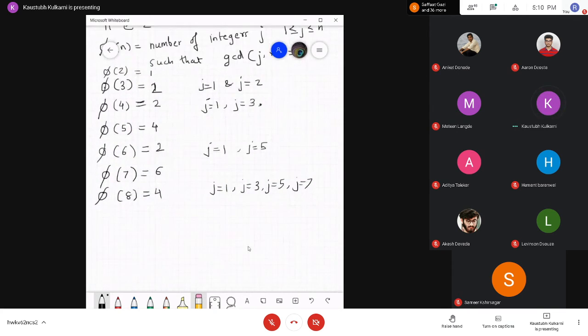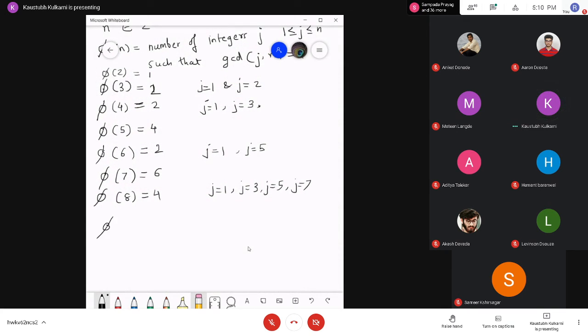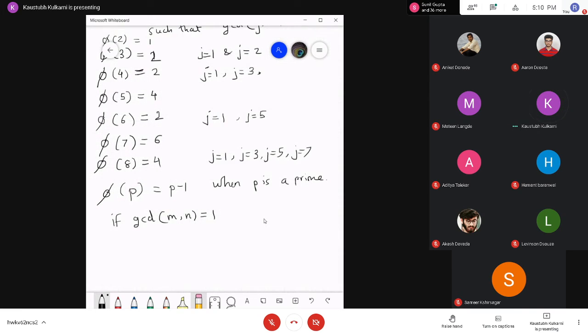Okay, one of the results was that, I'll just write it down instead of saying it orally. So the totient function of a prime number is always p minus 1. And if the GCD of, let's say, m and n is 1, if m and n are relatively prime, then the totient function of m multiplied by n is equal to the totient function of m multiplied by the totient function of n.